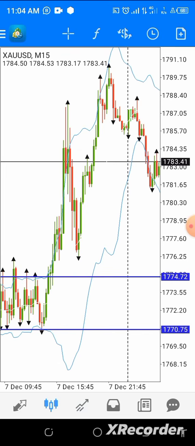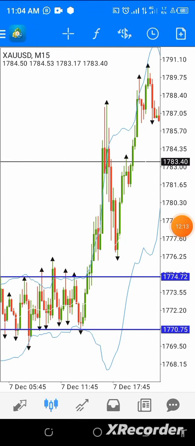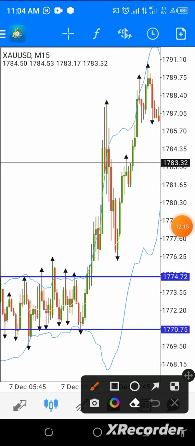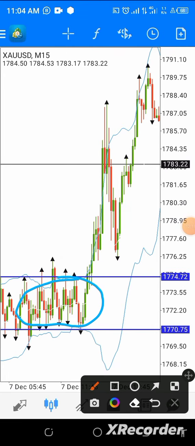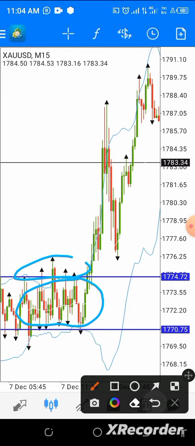Bollinger Bands. At the same time, the Bollinger Band is very, very tiny around here. Look at it. This is how tiny the Bollinger Band is, and you can see multiple fractals. That is consolidation time. You don't do anything.